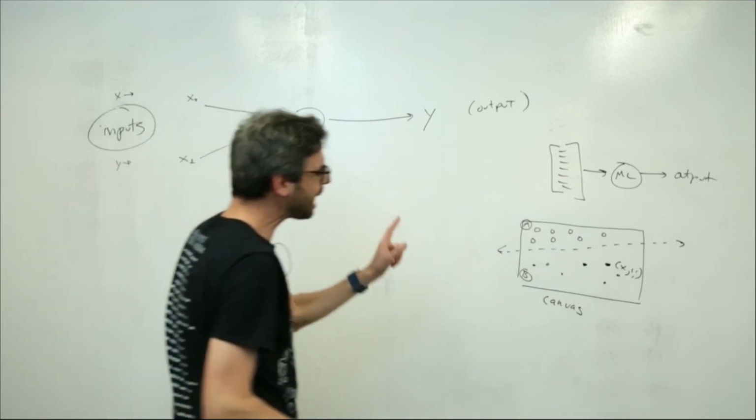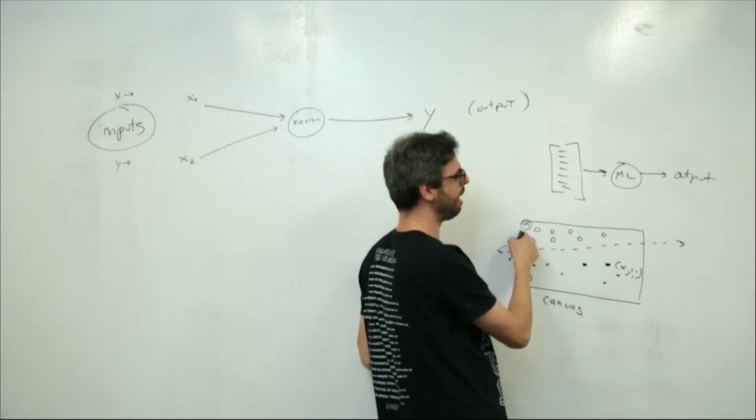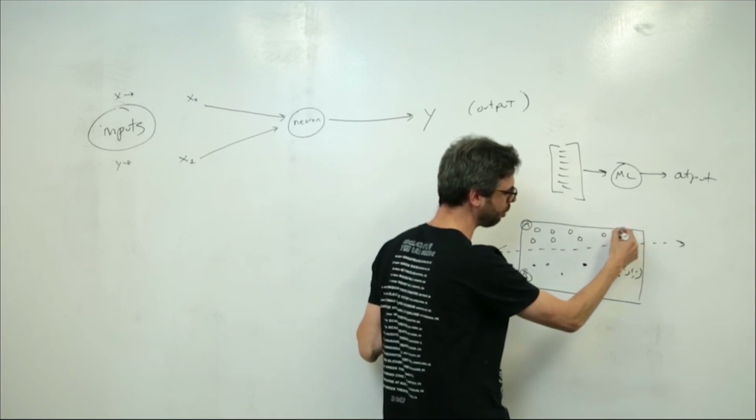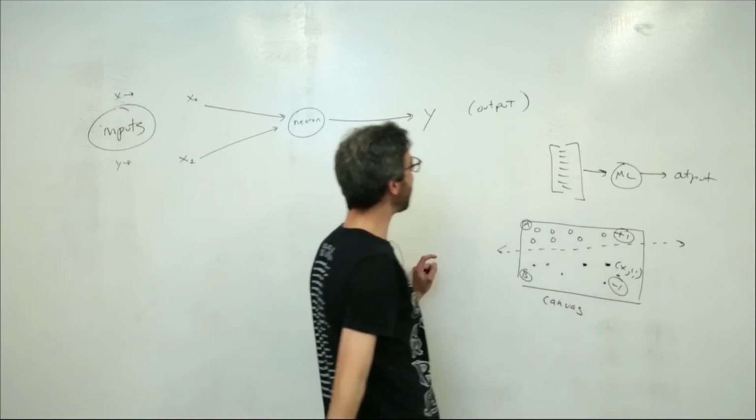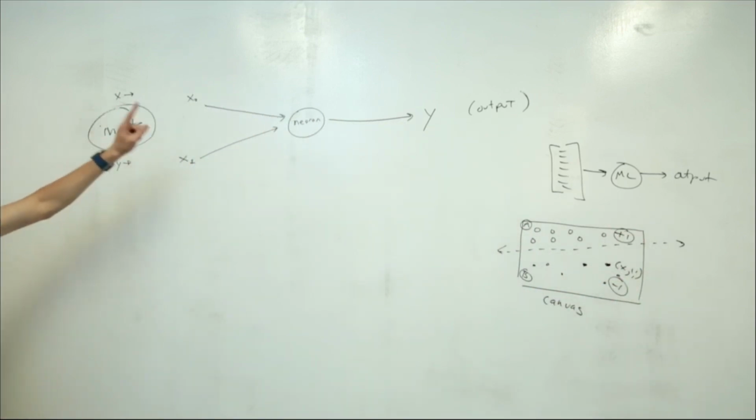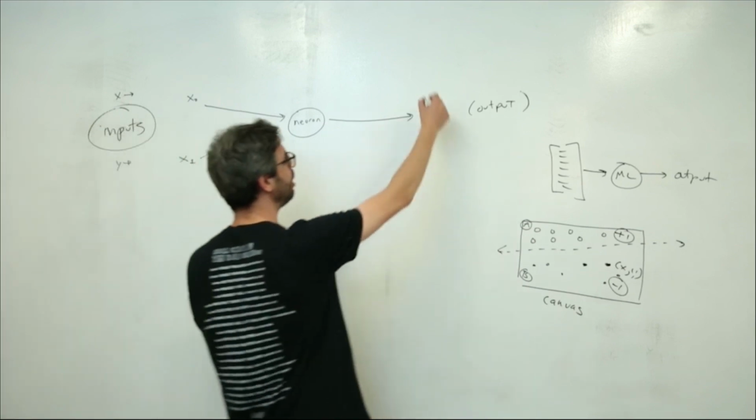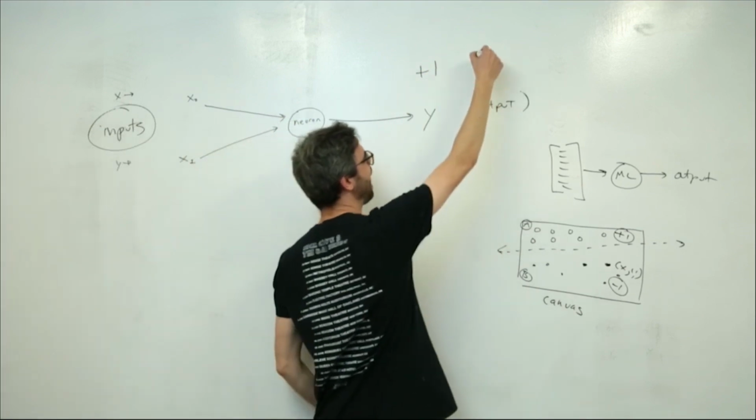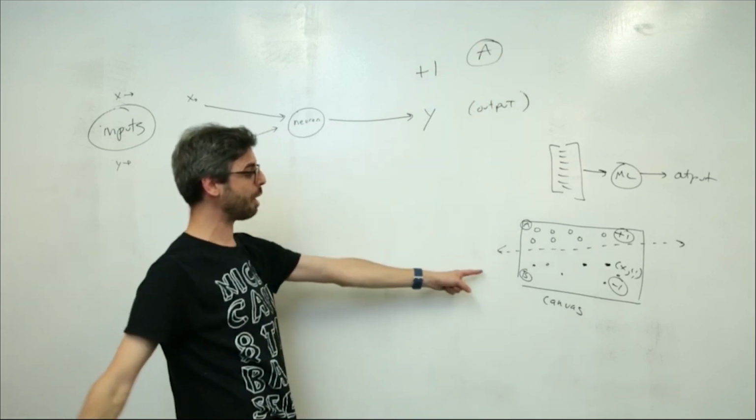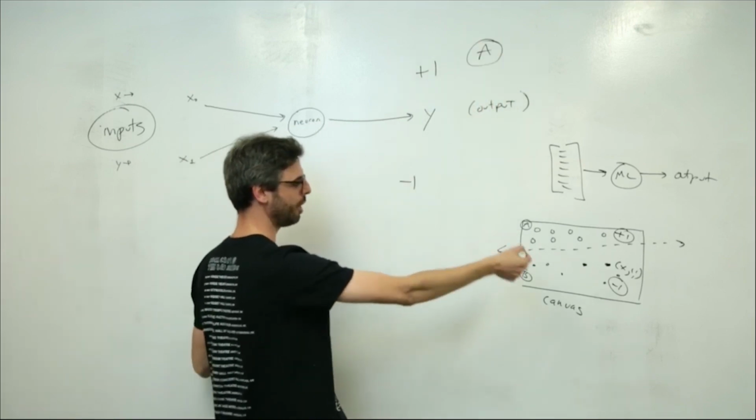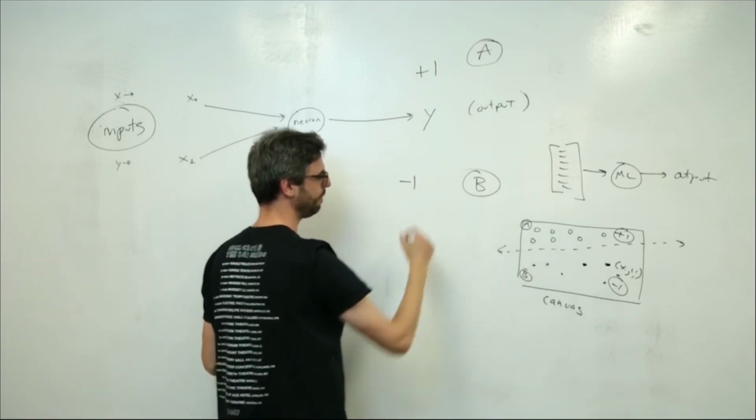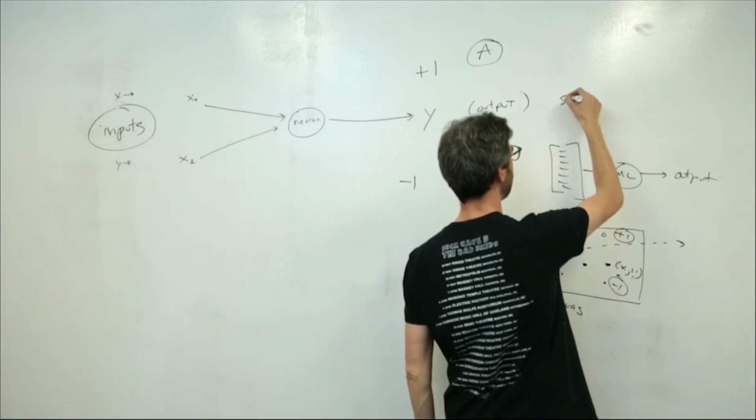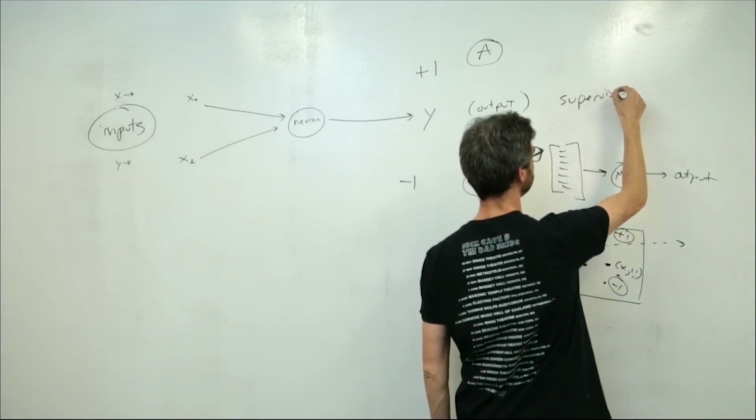Okay, but instead of A and B, what I actually want to say is +1 and -1. So the idea is that my perceptron is going to output a +1 if the point belongs to group A, and it's going to output a -1 if the point belongs to group B. And we're going to use the technique known as supervised learning.